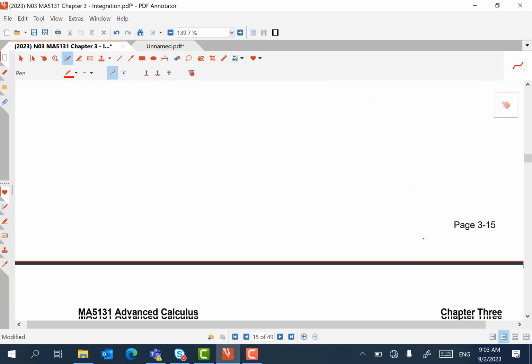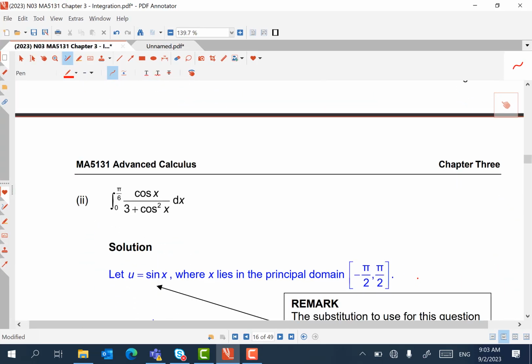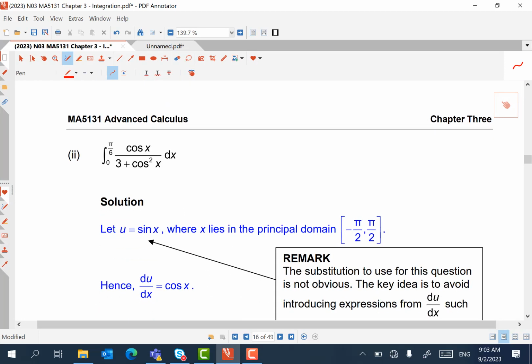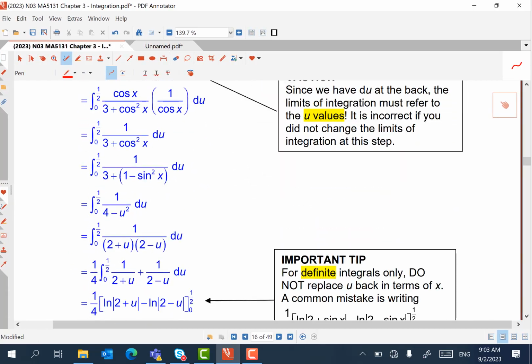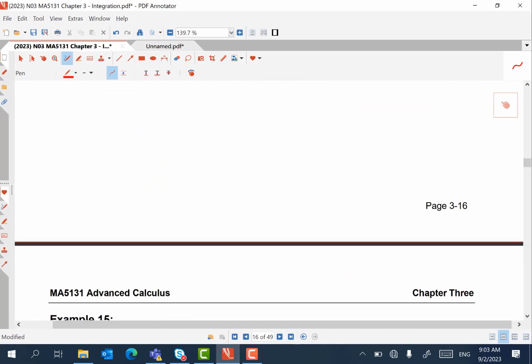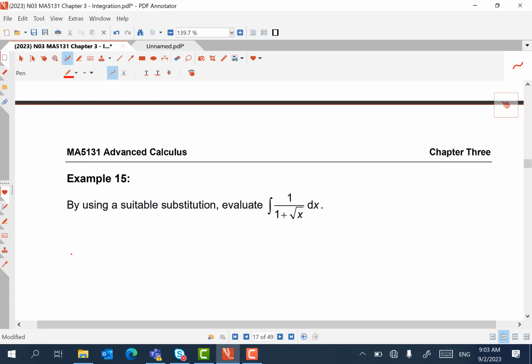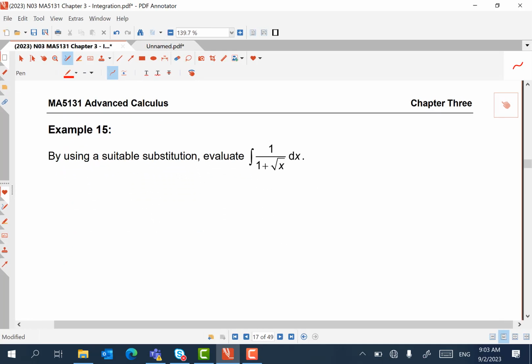Then there's another example to show you similarly by substitution. The whole idea is to change from x's to all the u's, okay? So this example you can read slowly at home for yourself. We want to do one example here. Why don't you try? This question is nice because it doesn't even tell you what to use.